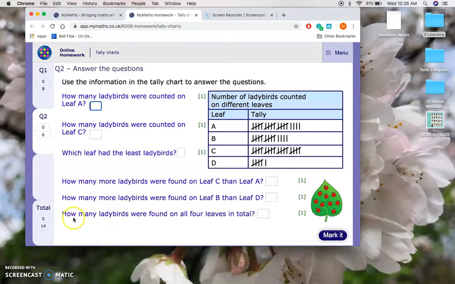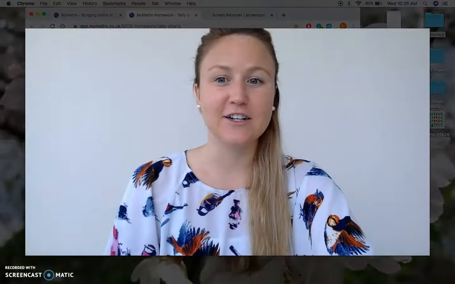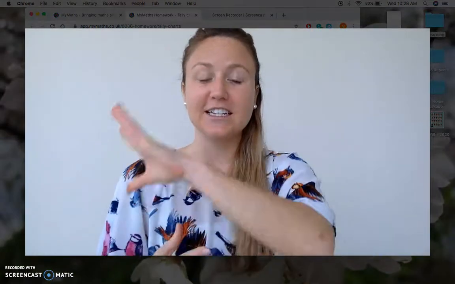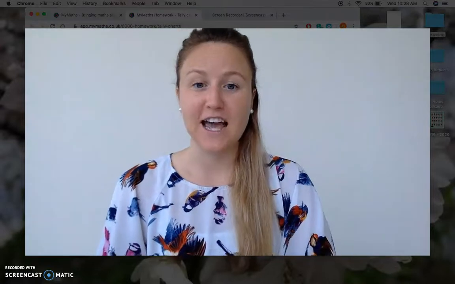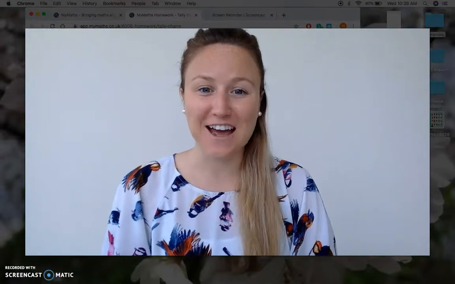The final question says, how many ladybirds were found on all 4 leaves in total? Hopefully, you're recognizing that if we're looking for all 4 leaves in total, you will realize that you need to add for that final question. So it gets a little bit trickier today looking at data and understanding the chart to answer those questions. But you can do this, try your best.